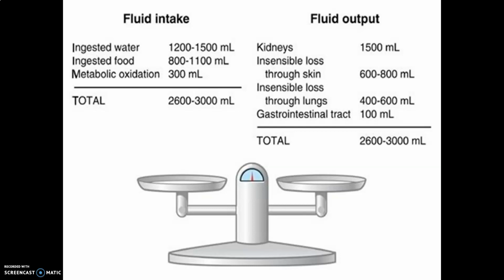Through lungs, whenever we are breathing out, at that time also our fluid is going out almost around 400 to 600 ml. Through the gastrointestinal tract, it is going out almost 100 ml. So in total 2600 to 3000 ml is going out, but there should be a minimum difference of 200 to 300 ml. So this is a clear picture of your fluid intake and output, which is very important for our body.